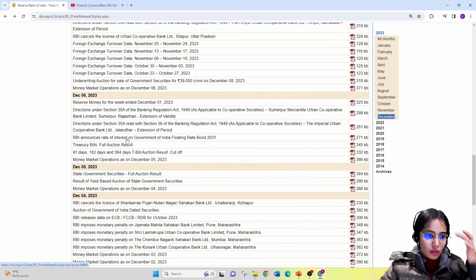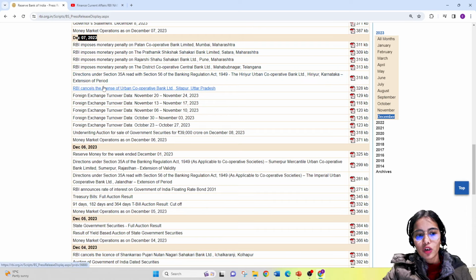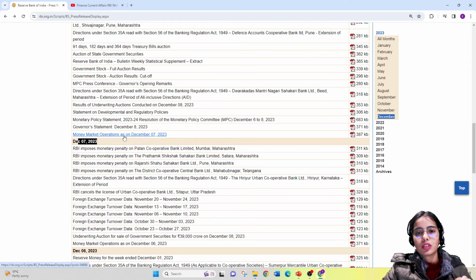So now coming to the 7th of December, you can see that imposition of penalties, leave it. Directions for a particular bank, leave it. Daily data is released, leave it. Then coming to money market operations like the auctions, such kind of operations, you can leave it. Governor's statement, monetary policy statement.